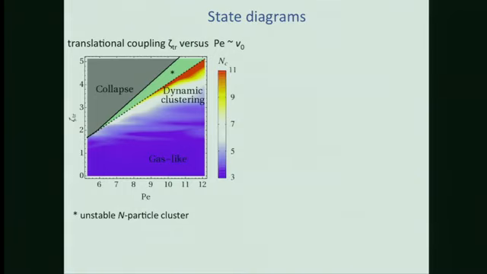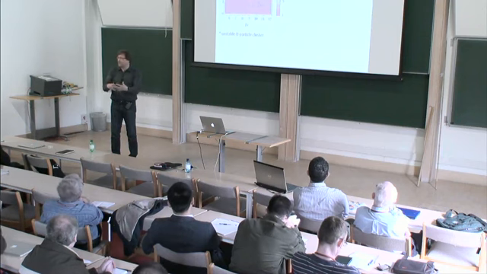Then we can also map out state diagrams. So first of all, we have translational coupling versus the Peclet number. We see two pronounced regimes. We see a gas-like regime where clusters are not formed at all. We see this collapse I've already explained. But this dashed line here indicates some transition where these particles collapse into a cluster, but this cluster is not stable, it breaks up again, and so on.